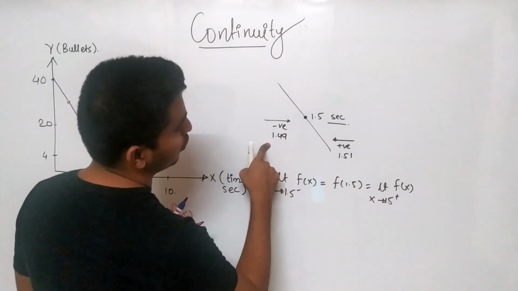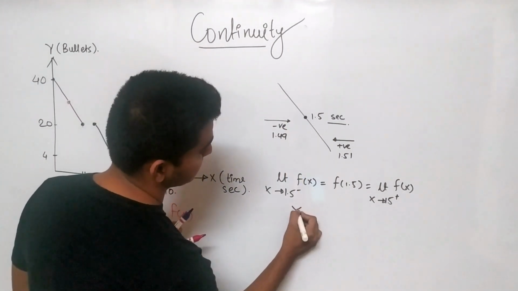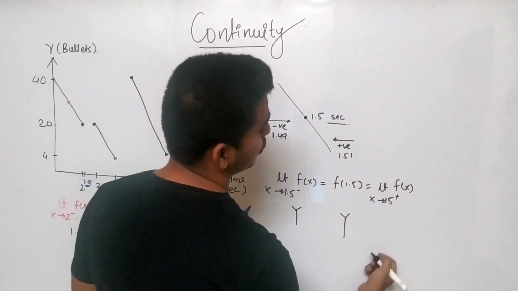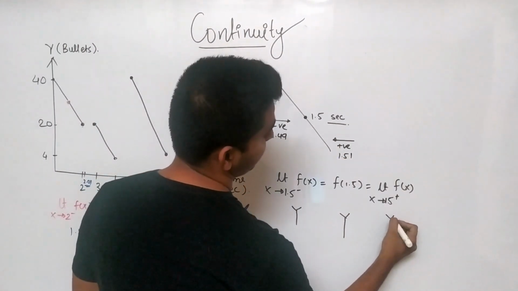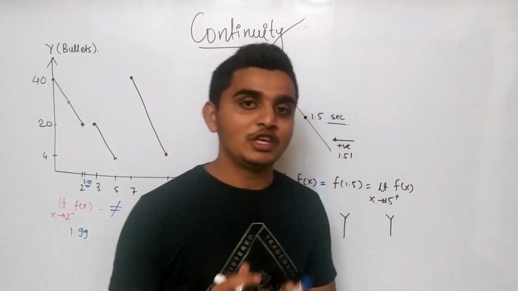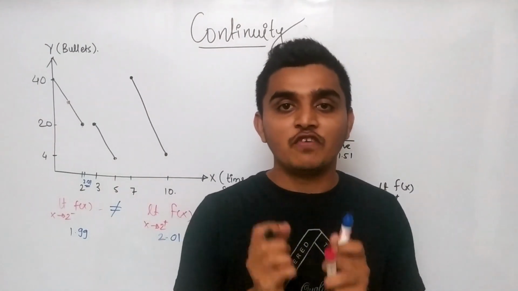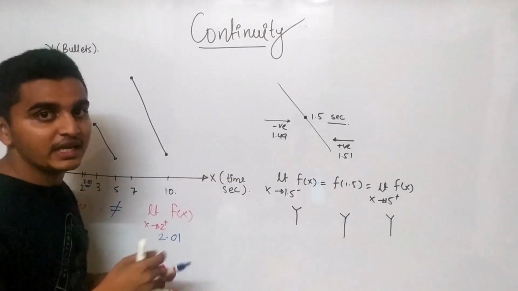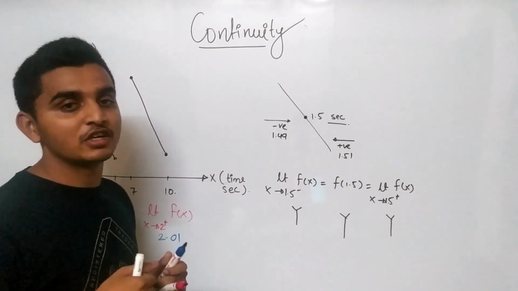Because at 1.49 was I firing? Yes. At 1.5 was I firing? Yes. And also at 1.51 was I firing? Yes. So the continuity of the function from 0 to 2 is that the function is continuous.